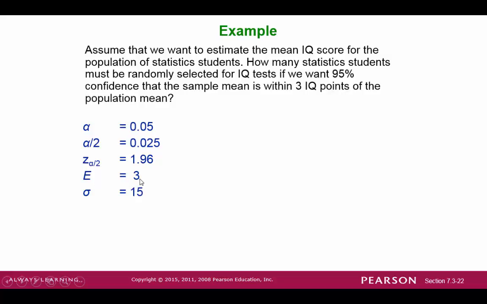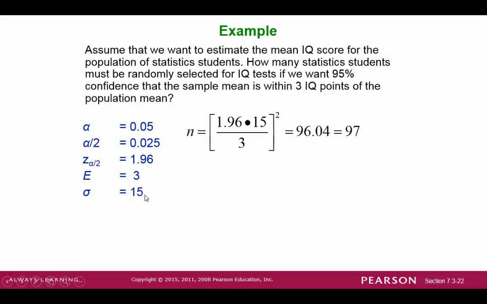We need a margin of error of 3, and here our standard deviation is 15. Now, where did they get 15? It turns out that this was a study that was done earlier where the standard deviation for the IQ scores is 15. Now, that's not stated here, but it should have been stated here, I think. Otherwise, most of our examples with IQ scores have a population standard deviation of 15.